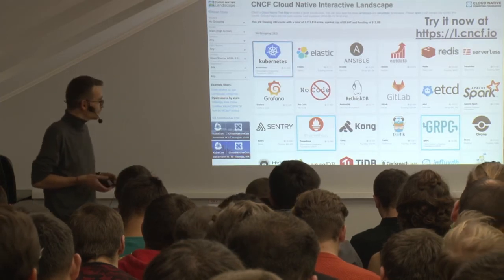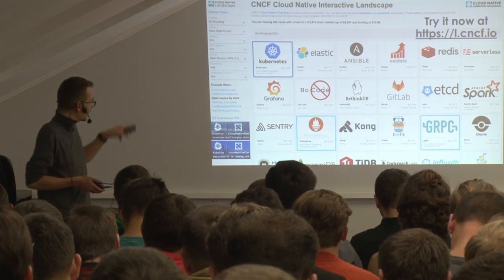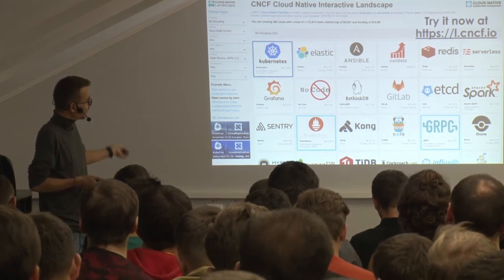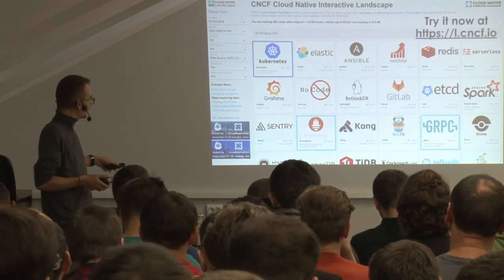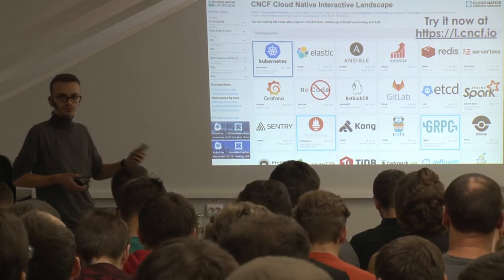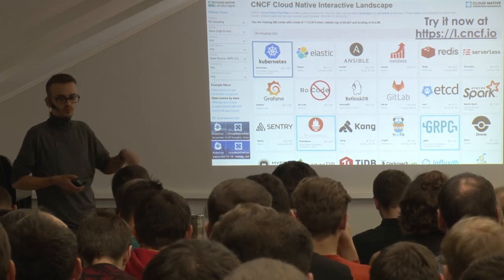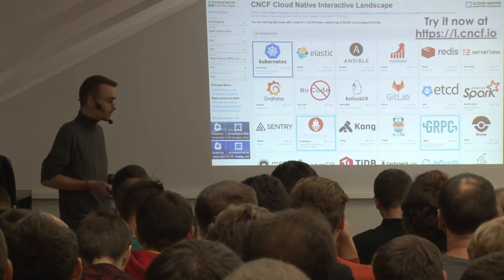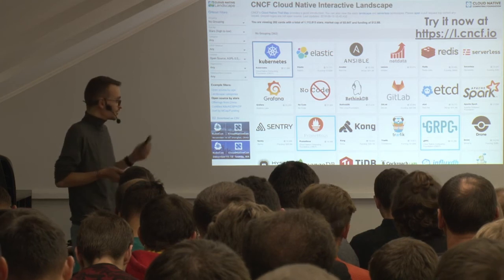So we've decided to develop the interactive version of the landscape. Right now, if you are visiting this website, l.cncf.io, you'll find all these technologies, but in a much more readable way. Also, you can sort the solutions. For example, if you're looking for only open source solutions, you can find them. If you're looking for only open source solutions that are licensed only with the Apache 2 license, you can find them there. If you're looking only for CNCF projects or not CNCF projects, you can find them also there.